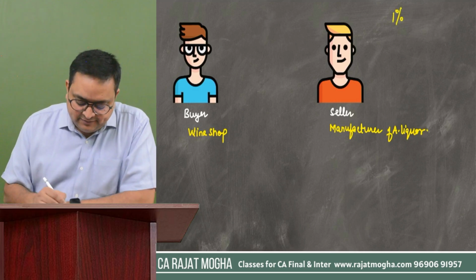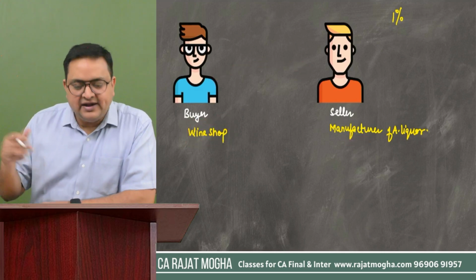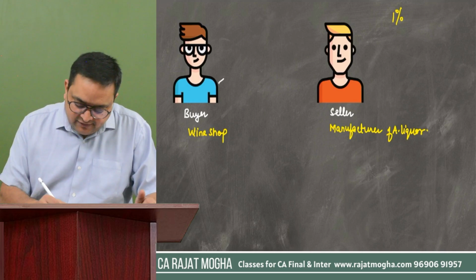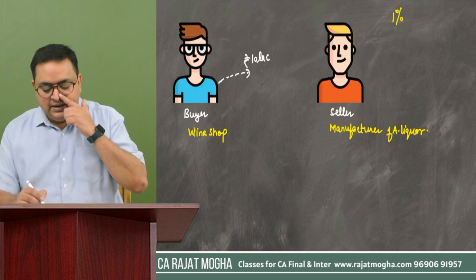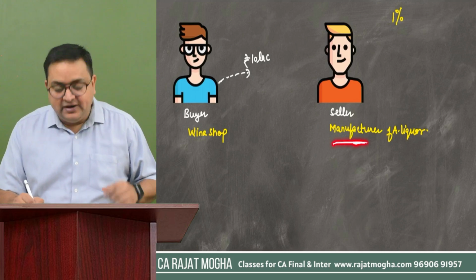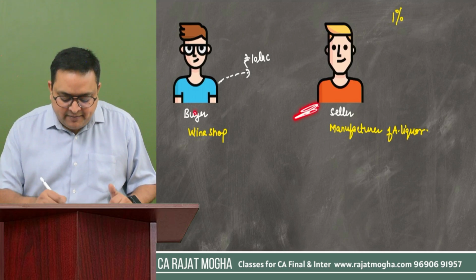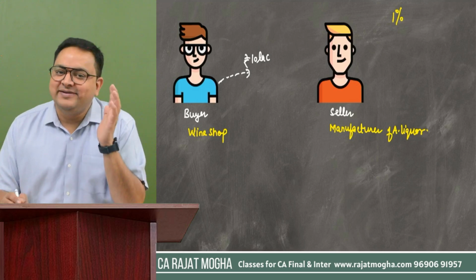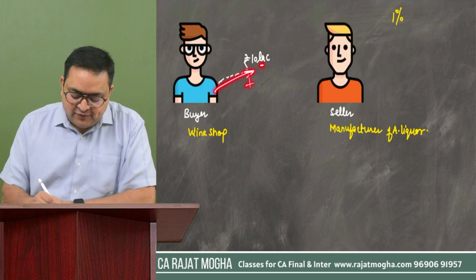So let's say this buyer, who is the owner of the wine shop, approaches the seller, who is the manufacturer. He says that I would like to purchase wine worth, let's say, 10 lakh rupees. So the buyer will pay 10 lakh rupees to the seller. Because on alcoholic liquor we have TCS provisions, the seller will say, buyer, you have to pay me 10 lakh rupees plus 1% extra. Why 1%? Because the TCS rate on alcoholic liquor is 1%.